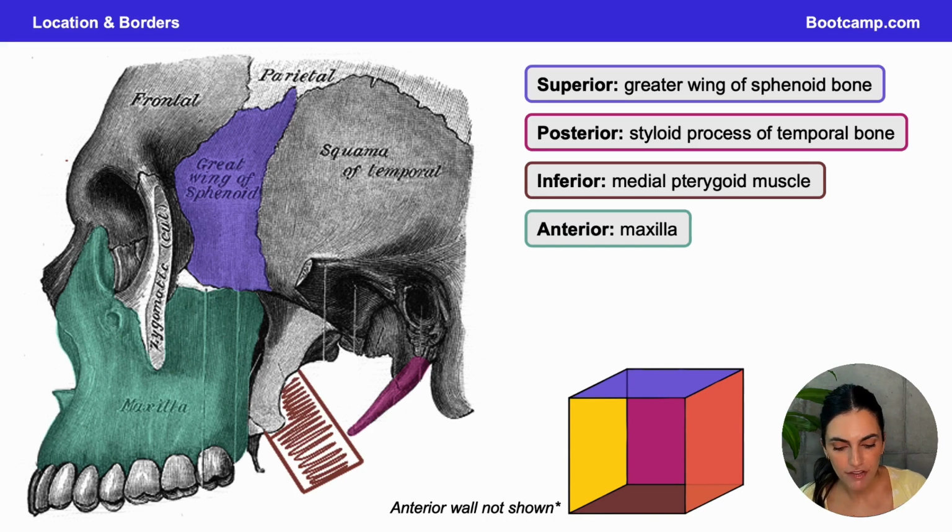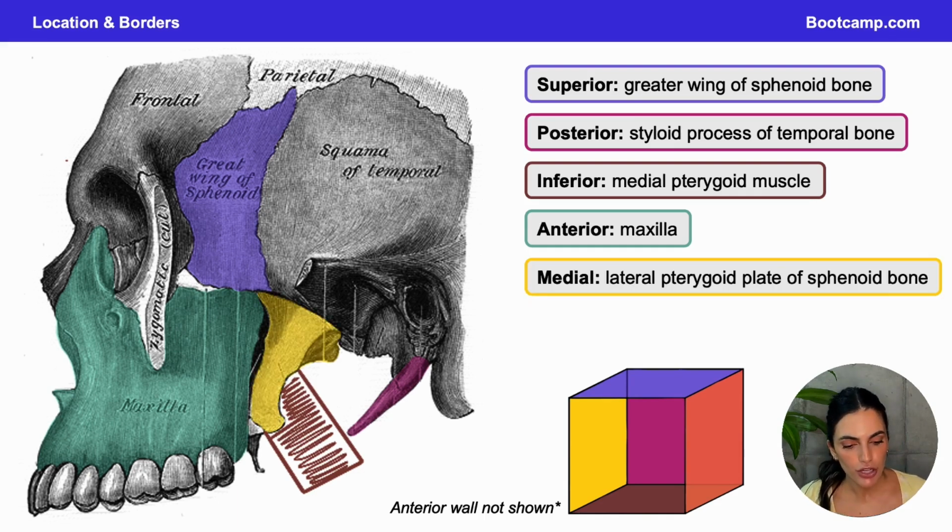Now, the anterior border of the IT fossa is going to be formed by the maxilla. Remember that the maxilla is what houses our upper teeth, or what really forms our upper jaw. So it's in this region here along the maxilla where that anterior border of the infratemporal fossa is located. If you look at our cube here, I just want to note that I did not include the anterior wall because I wanted you to better appreciate all of the other borders.